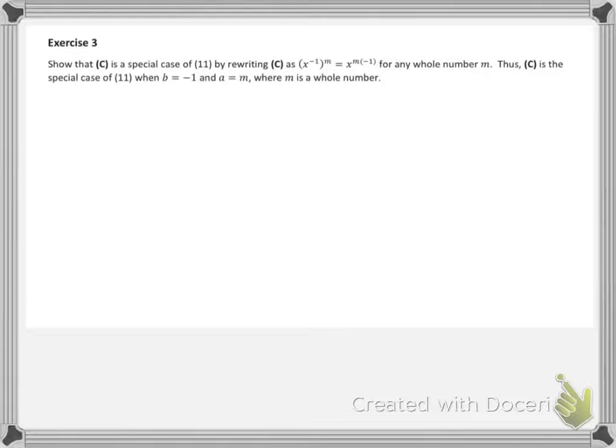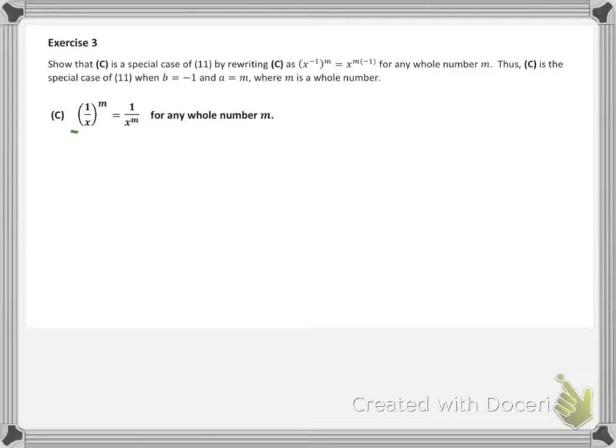Exercise 3. Again, we're going to use case C to prove this as a special case by rewriting C as x to the -1 to the m power is equal to x to the m power times -1. So let's look at the left side first.